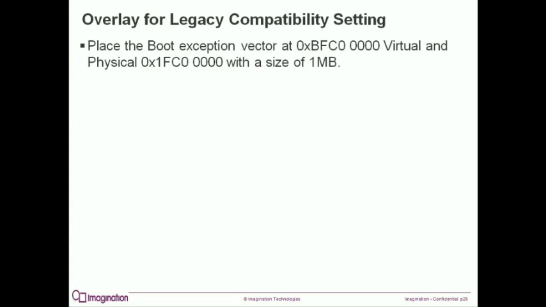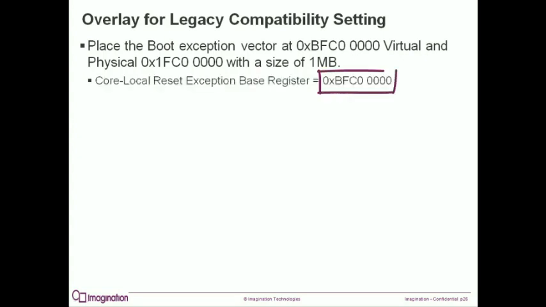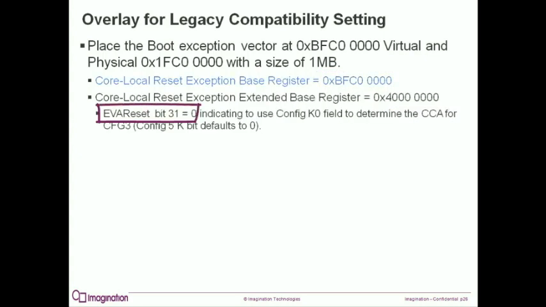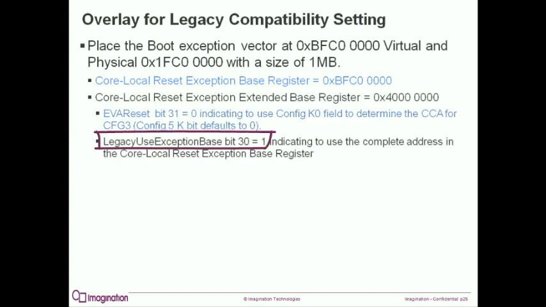Here are the legacy settings for the BEV overlay of 1 MB. The legacy virtual address base address is set in the core local reset exception base register. The EVA reset bit is 0 to indicate that this is a legacy setting boot. The legacy use exception base is set to indicate that the complete address of the core local reset exception base register will be used for the virtual address.